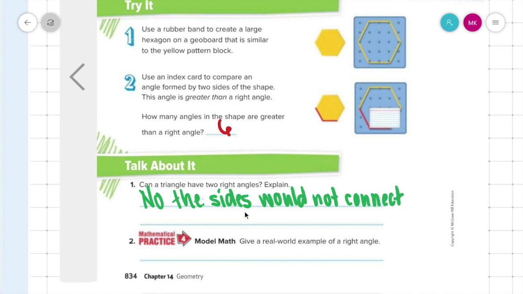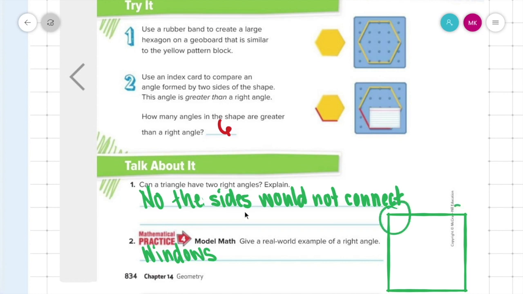Okay, give a real-world example of a right angle. So what is something that you see around you that is a right angle? I'll give you some time to think. I know that if you look around your house, you might see right angles all over the place. My example is the windows. Right? We have a rectangle, and that is right angle, right angle, right angle, and right angle. Alrighty.